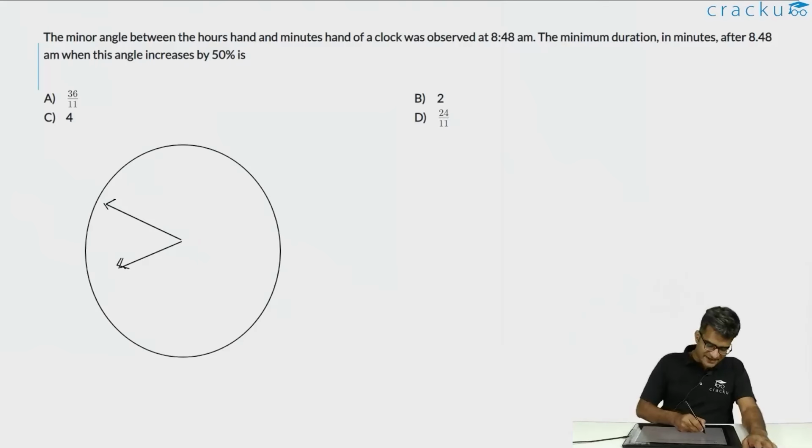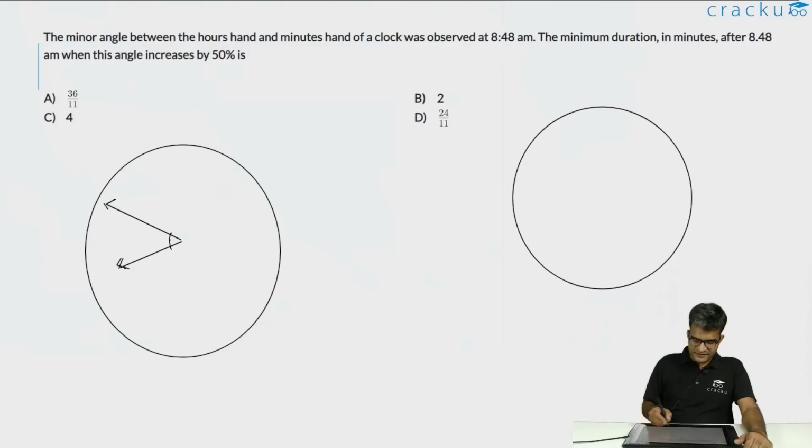Let us first calculate the angle over here between the hour hand and the minute hand at 8:48. How can we calculate it? At 8 o'clock, it will look something like this. The minute hand will be exactly vertical. The hour hand will be at exactly 8. It will be something like this. So the hour hand will be over here. This angle will be 240 degrees.